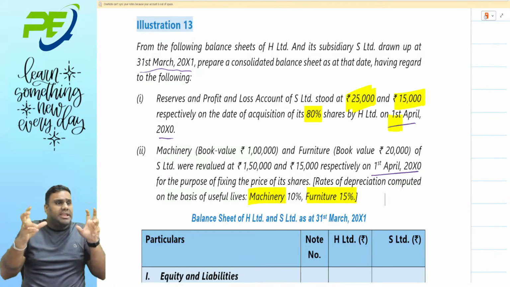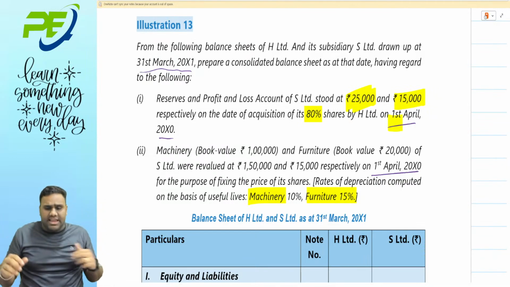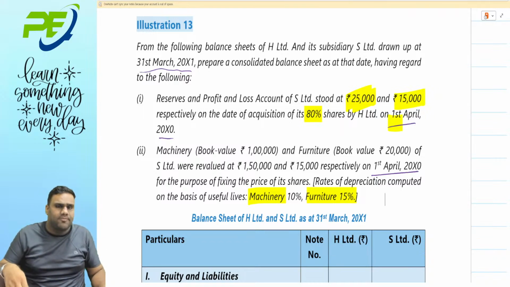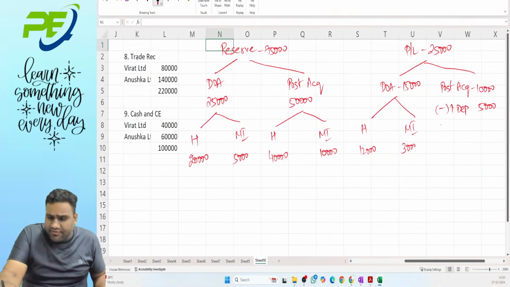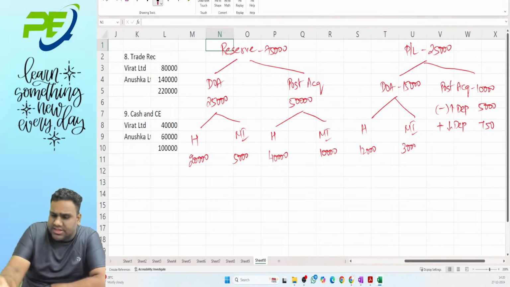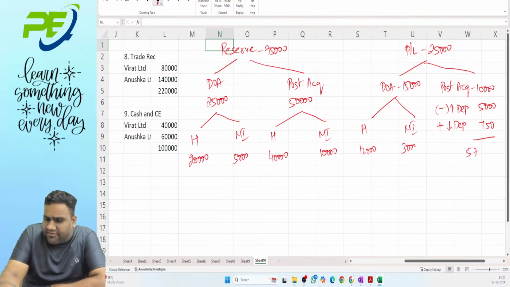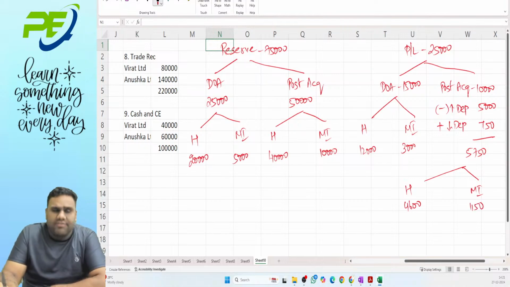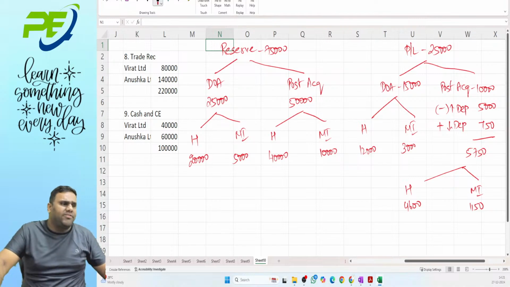Furniture. Upward revaluation or downward? Downward. So depreciation will decrease. So furniture, how much downward revaluation? 5,000, on 5,000 at 15%, 750. So add the decrease in depreciation, 750. So what is the actual post acquisition reserve? 5,750. In that, H Limited 4,600 and minority interest 1,150.